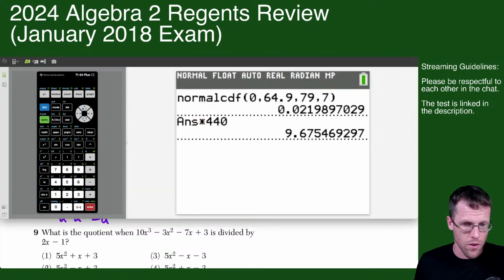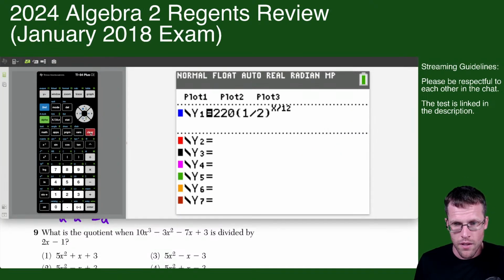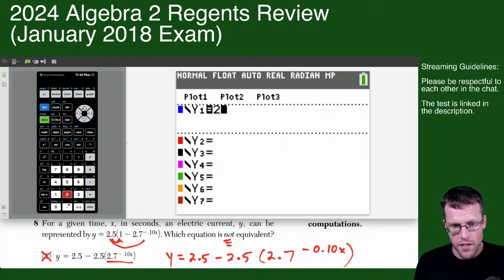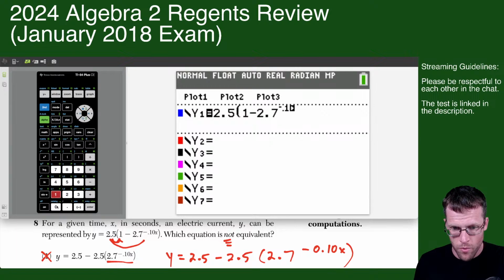All right, so if I was like, oh no, I'm nervous, I don't know if I trust my algebra, then the calculator will save the day. If you know how to use the calculator well, you'd be surprised how much that could do for your score. Okay, so negative 0.10x, making sure I wrote it right.